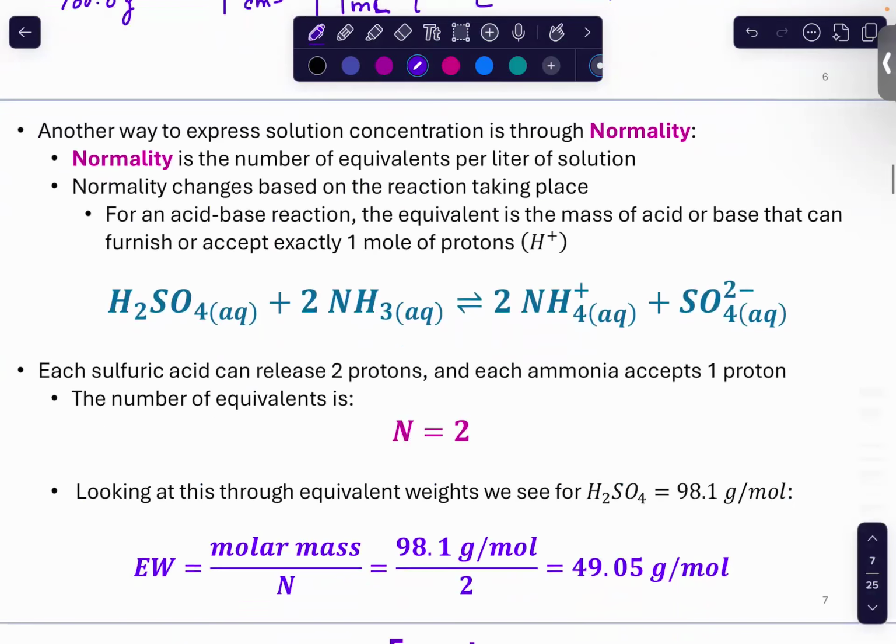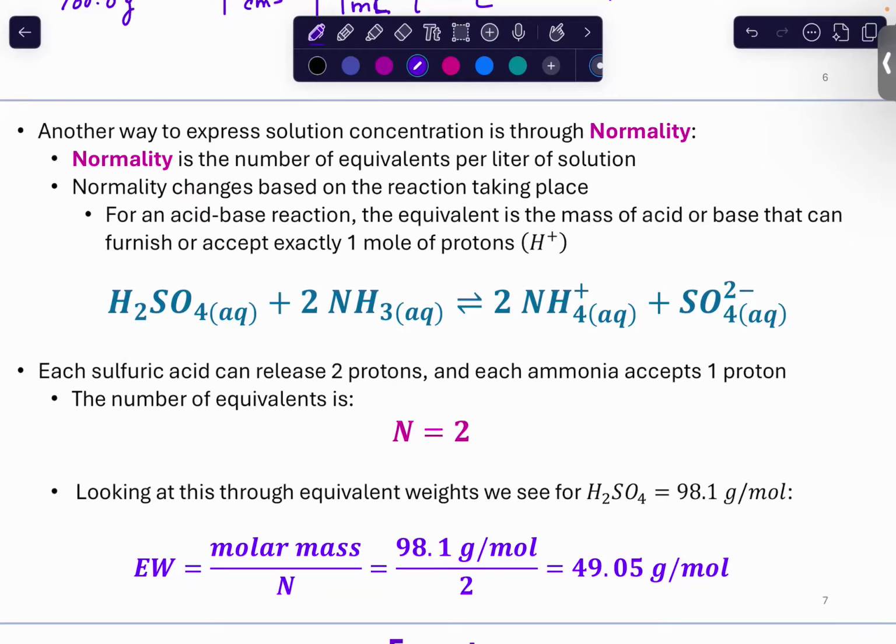Okay, this one you need to know it exists. I'm not really going to give you homework problems or test questions over this. Another way to explain a solution is by normality. It's the number of equivalents per liter of solution. Normalities are going to be different based on the different types of solutions you have.